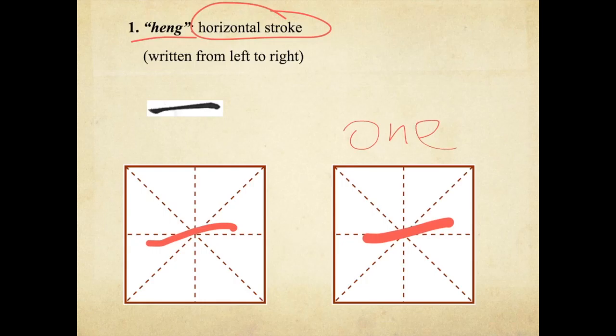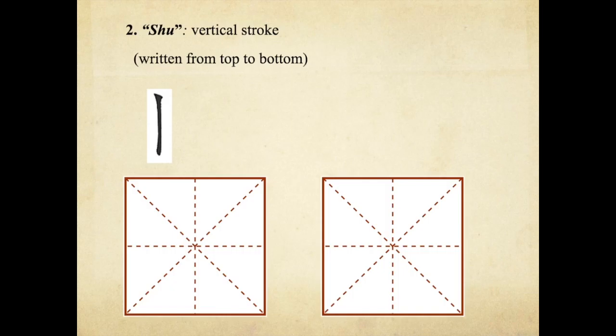Okay, let's go ahead. The next stroke is shu, which means the vertical stroke. When we write it, we are supposed to write from the top to the bottom, which looks like this.